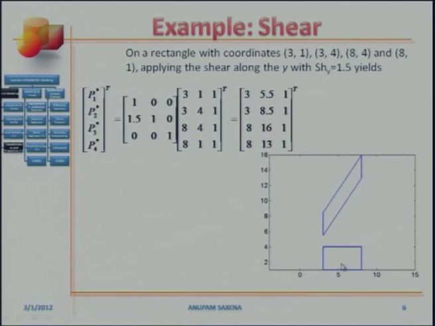Notice how this original two-dimensional object is changing both in shape as well as size. If you notice carefully, there is also a component of rigid body transformation.